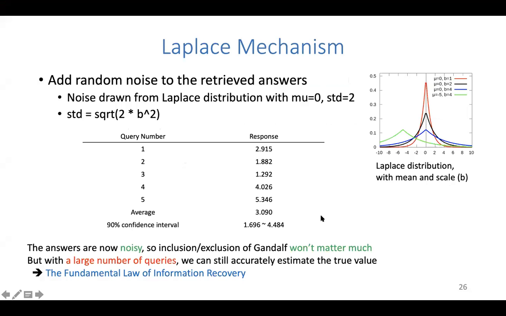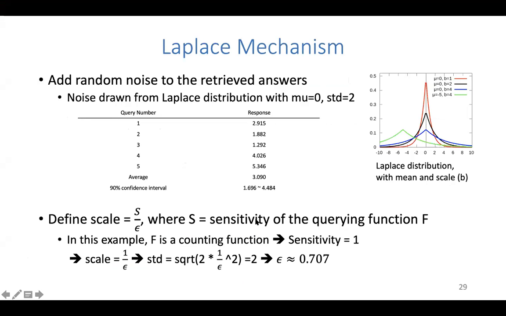I hope that much is clear. So in this example, f is a counting function, so the sensitivity is 1. So the scale is now 1 over epsilon. And in our example, the standard deviation was set to 2, right?